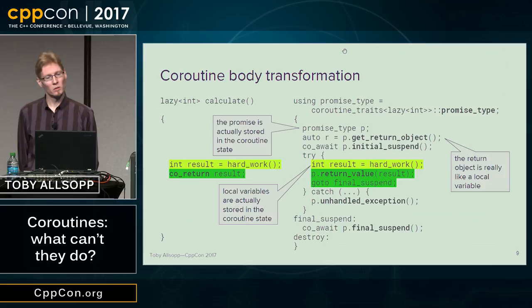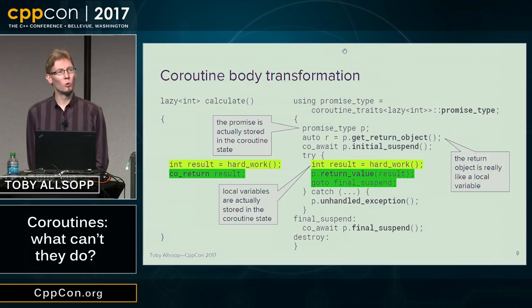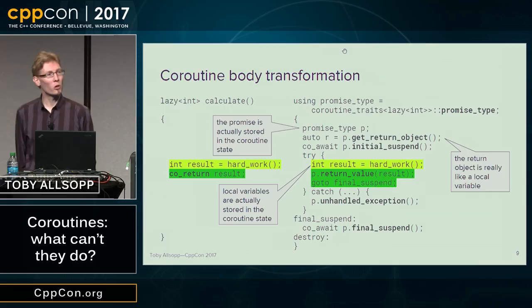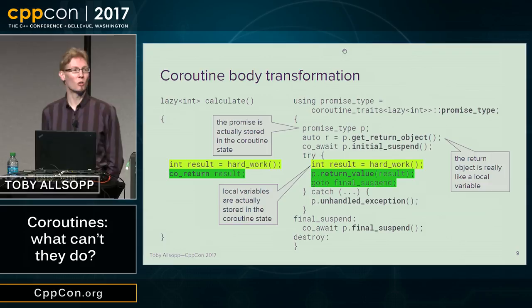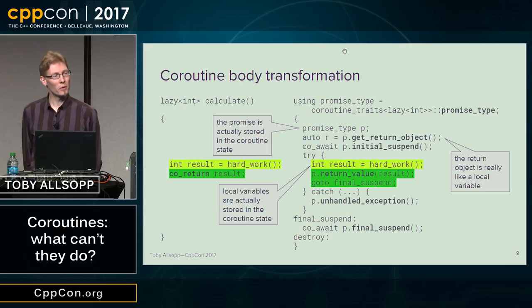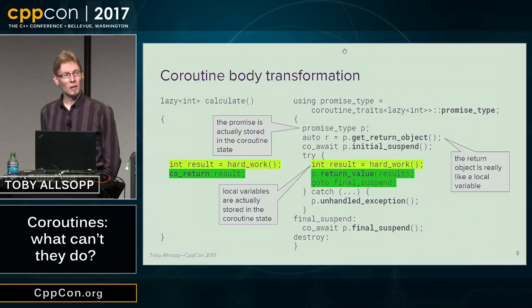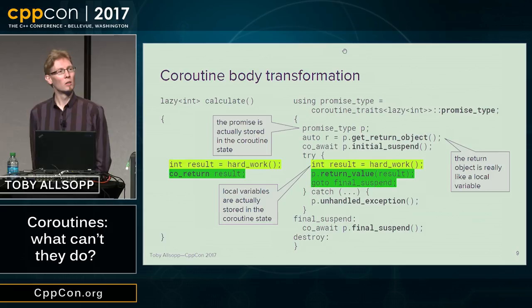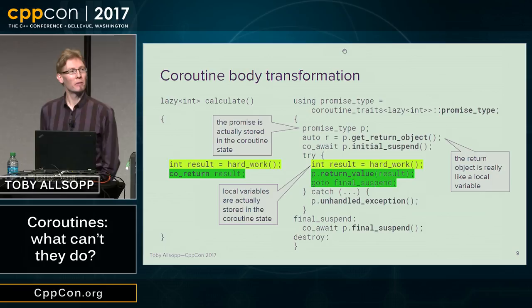Co-return turns into a call to return value on the promise object. So the promise object can decide what happens with that value that's being returned. And then because we're returning from the coroutine, we skip over the rest of the body with that go-to. There's no rest of the body in this case. If an exception is thrown by the coroutine body, the promise object gets a chance to handle that in its unhandled exception member. And then at the end of the body is the final suspend point, so the promise again gets a chance to suspend the coroutine at the end of the body, which is not useful for lazy, but it can be useful for other things. And then after that is the point where a destroy of the coroutine will jump to.